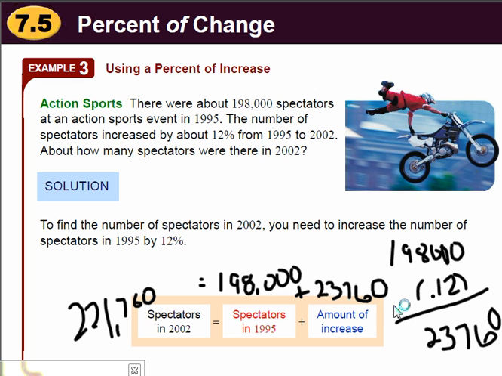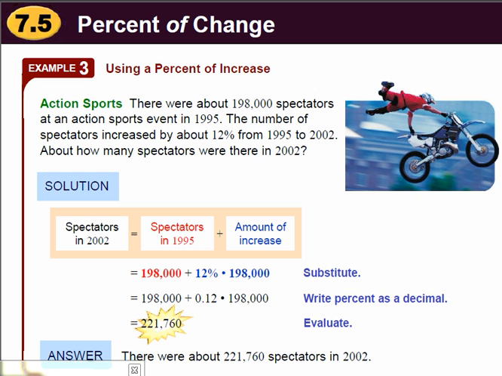So I've corrected that. And so when I add 198,000 plus 23,760, I get 221,760 spectators in 2002. Make sure you pause as you need to and write down any questions you may still have. Okay, I went ahead and clicked to the next slide. It has it written out nice and neatly, so hopefully this makes a little more sense to you than my scribbles. And you'll see that they didn't actually tell you what 12% was of 198,000.